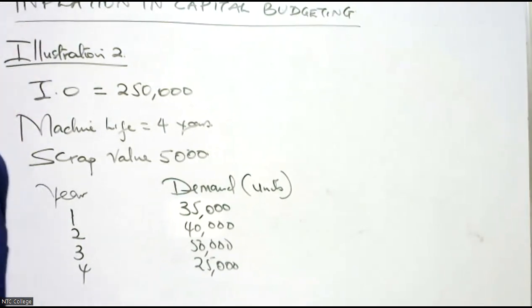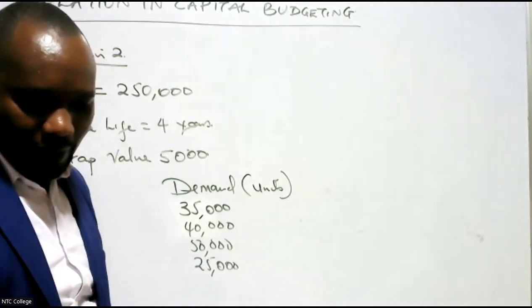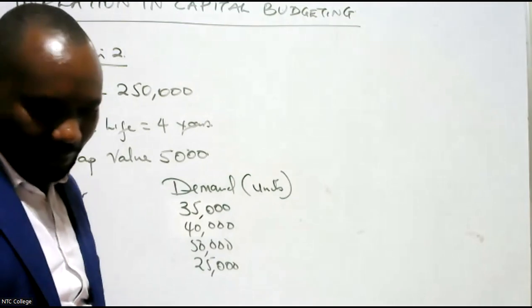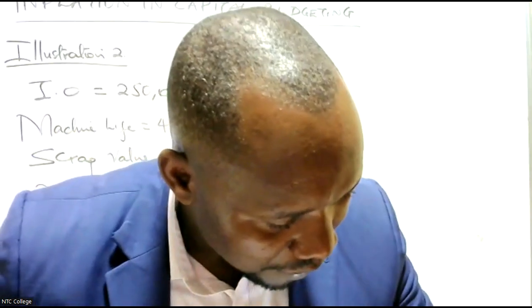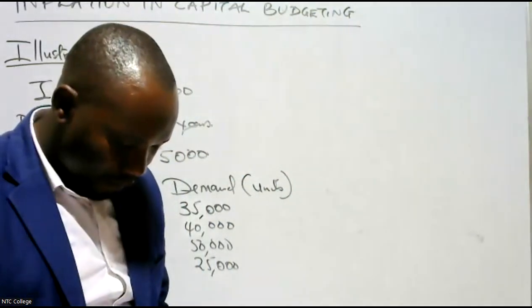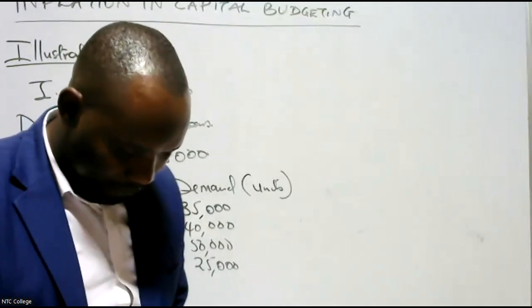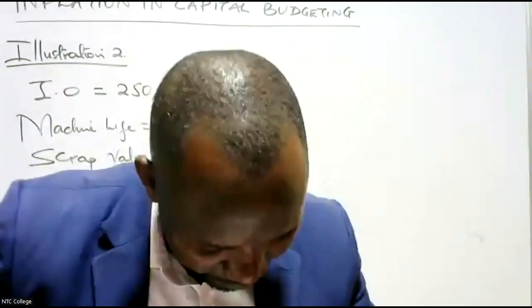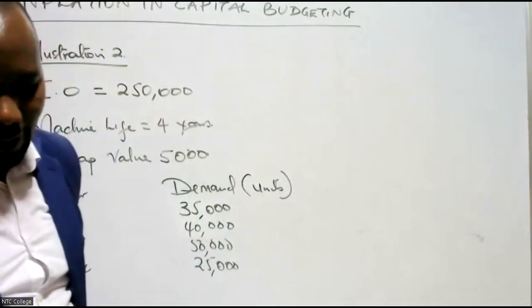Incremental annual fixed production overhead is 25,000.